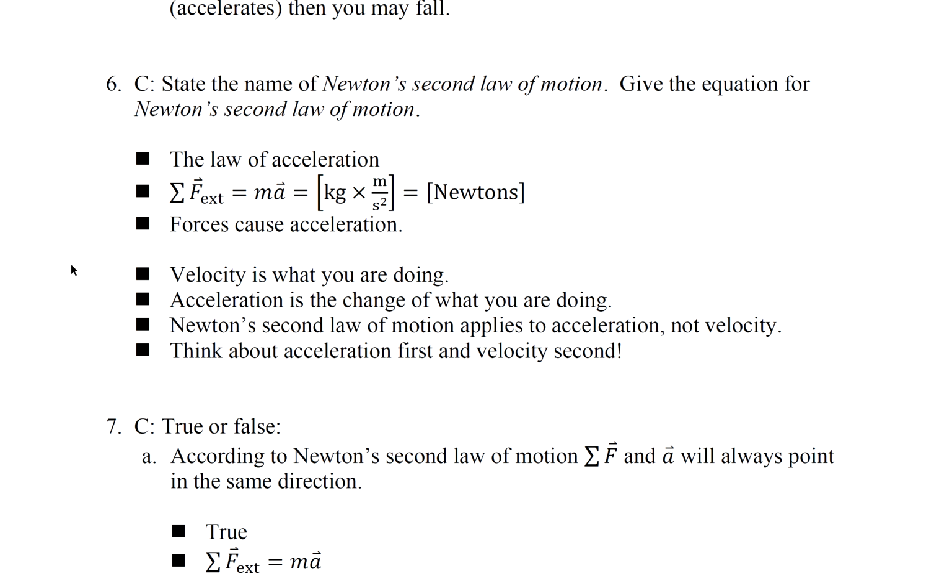Next question. State the name of Newton's second law of motion. Give the equation for Newton's second law of motion. Newton's second law of motion is titled the law of acceleration. Its equation is sigma F external equals ma. This means that forces cause acceleration. Forces cause objects to speed up, slow down, or change direction.